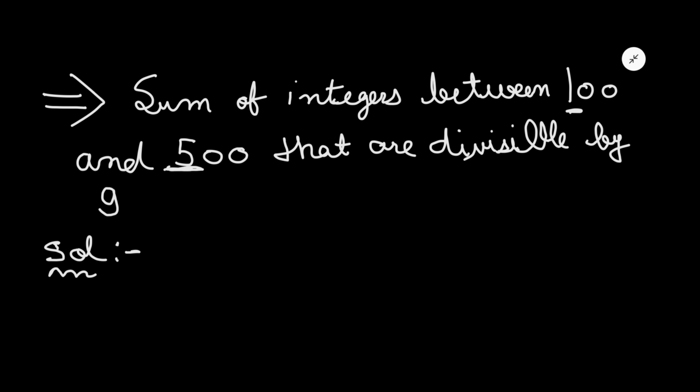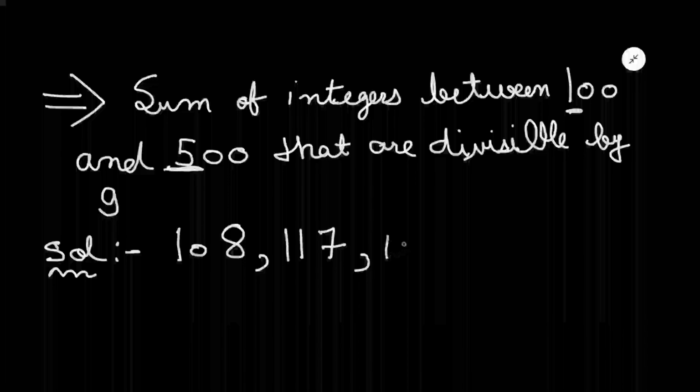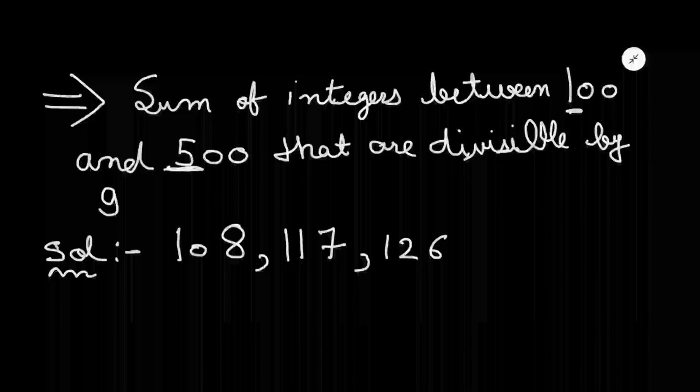So if you see, 101, 102 is not divisible by 9, 103 is also not divisible by 9, 104 is also not divisible by 9, 105 is also not divisible by 9, 106, 107. If you see 108, 12 into 9 is 108, so 108 is divisible by 9. So next we can write is 117, because 13 into 9 is 117. So next one we can write is 126, because 14 into 9 is 126.